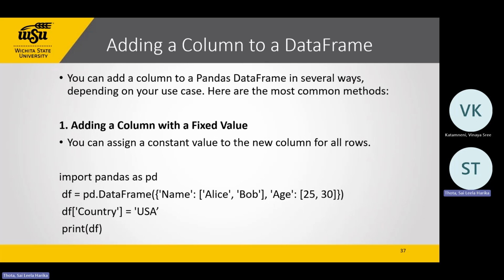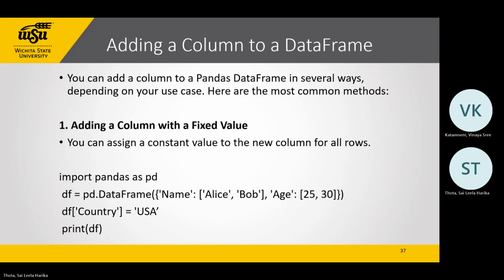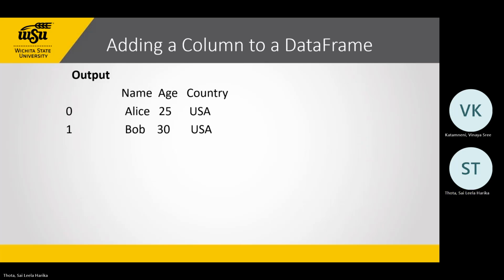You can do that by using the data frame. See here, before that, at the initial stage I gave only two columns, name and age. But later I try to add one more column, that is country, with value USA. So after adding the column, this is the output that I get, country USA, USA. So it will fill the entire country column with USA.